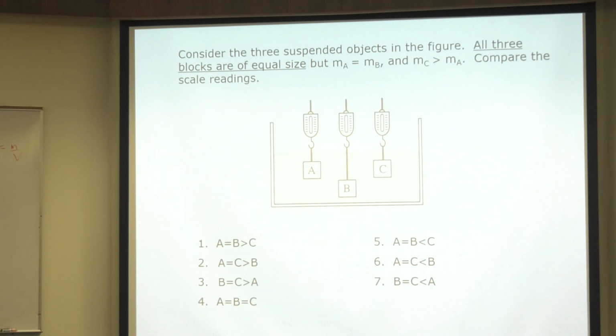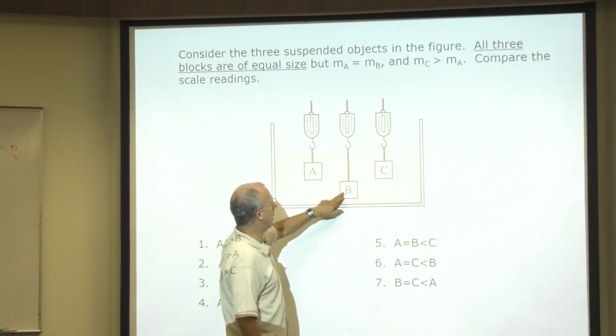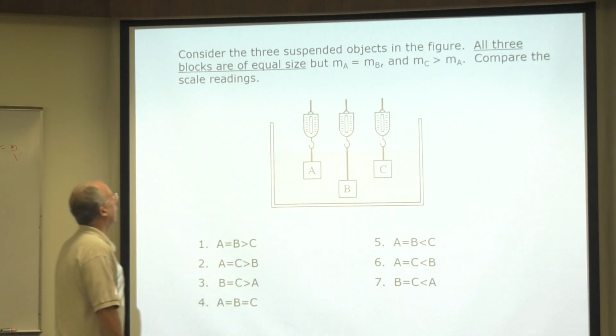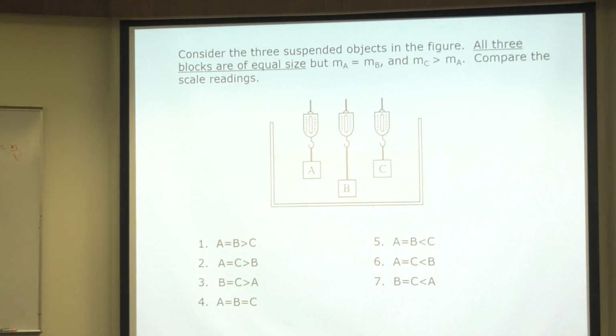All right. Consider 3 suspended objects in the figure. All 3 have the same size, but these 2 have the same mass, and this mass is greater than the mass of A and B. So compare the scale readings. Obviously this is a buoyant force question. Everybody pause your video and figure it out.